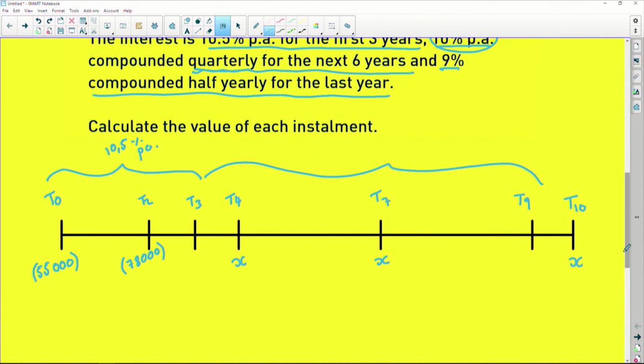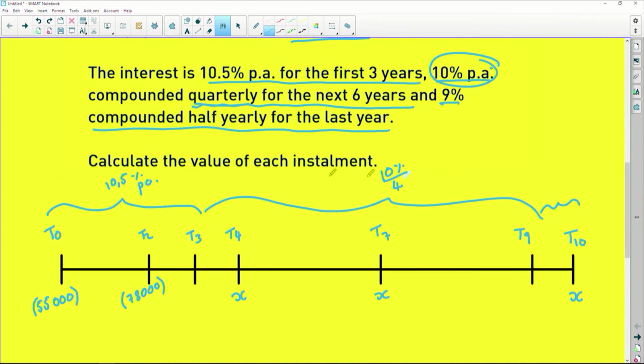So what I'm going to do is put there 10%, and because it's compounded quarterly, I'm going to divide that by 4. So I remember that it's compounded quarterly. And then for the last term, I'm going to have 9%, and that is compounded half yearly. So I'm going to divide that by 2. So that's going to be 9% divided by 2. Okay guys, so that is our timeline.